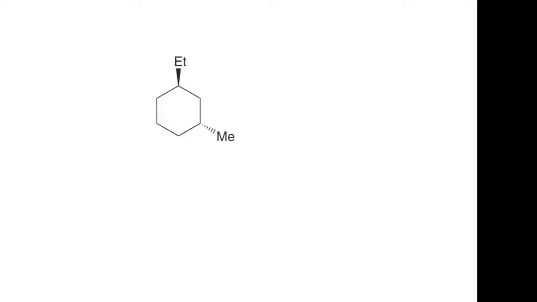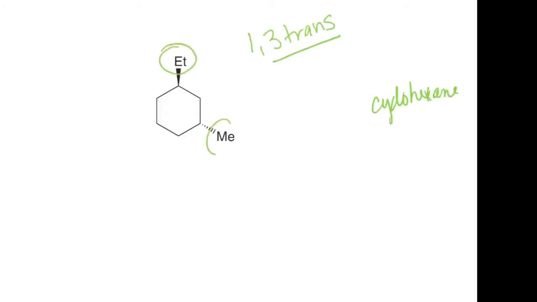Okay, so now if you're given this compound, for example, we have an ethyl group that's coming at us and a methyl group going away from us. This would be 1, 3 trans. And if we were going to name the entire compound, we'd call it cyclohexane. And we have a substituent that's an ethyl group and a substituent that's a methyl group. And so that would be 1 ethyl, 3 methyl cyclohexane.